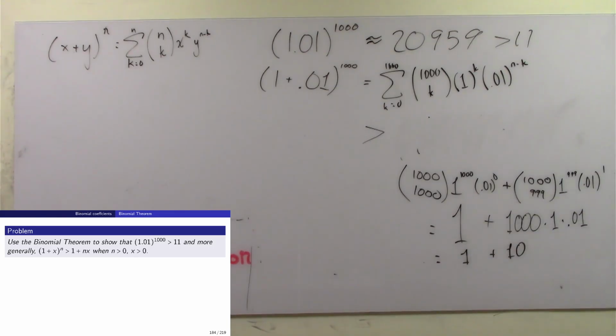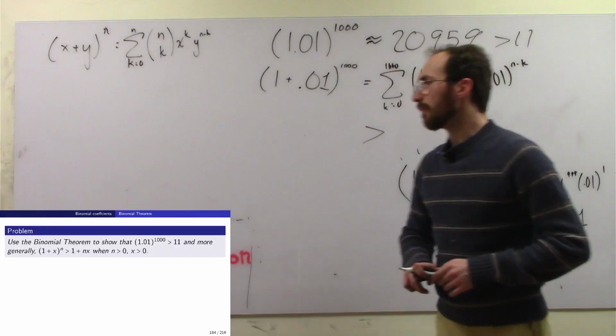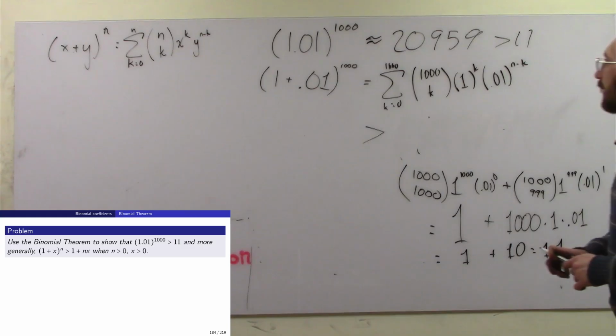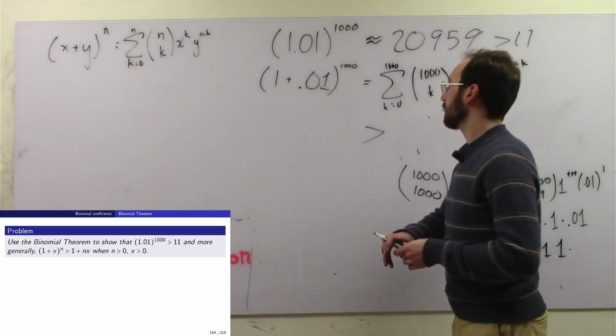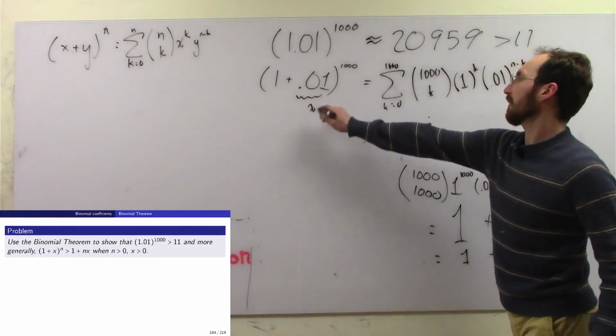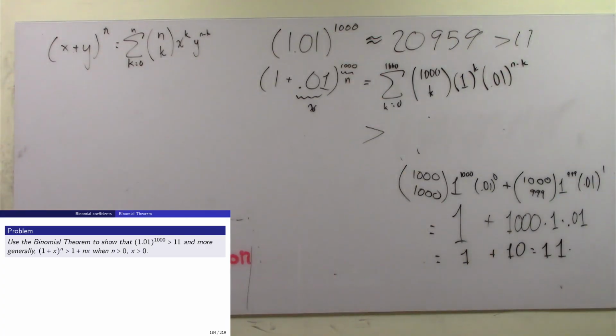Perfect. So what we have is 1.01 to the 1,000 is greater than 11. Wonderful. And what we can see in general is if we just take an arbitrary x and n here to do a little bit of substitution. So this 0.01 is taking the place of an x, this 1,000 taking the place of n.